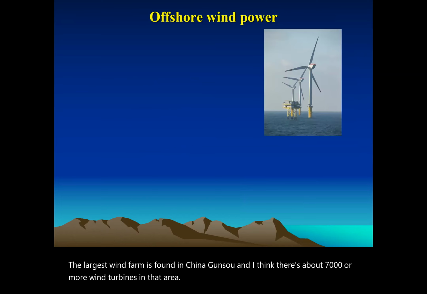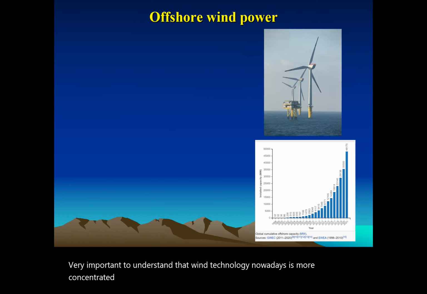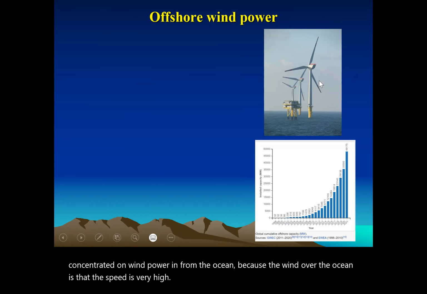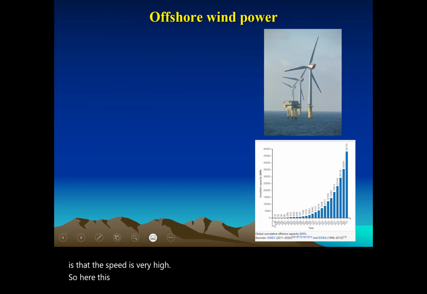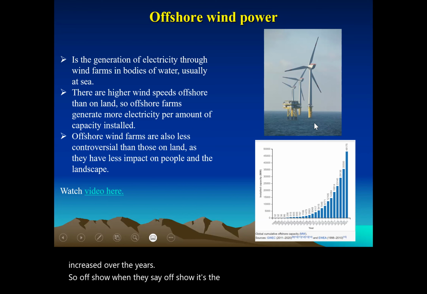It's very important to understand that wind technology nowadays is more concentrated on wind power from the ocean, because the wind speed over the ocean is very high. So here, this graph is showing the cumulative offshore capacity of wind, and you can see how it has tremendously increased over the years. When they say offshore, it's the generation of electricity by wind turbines that are found above a body of water.